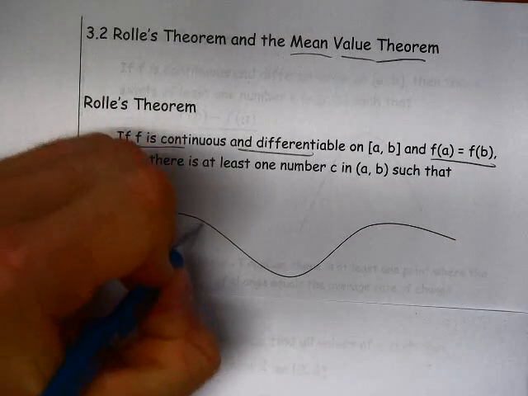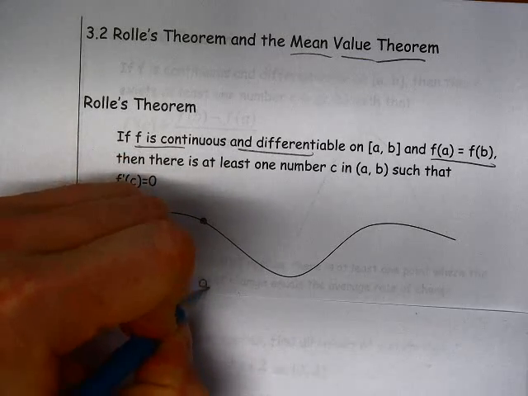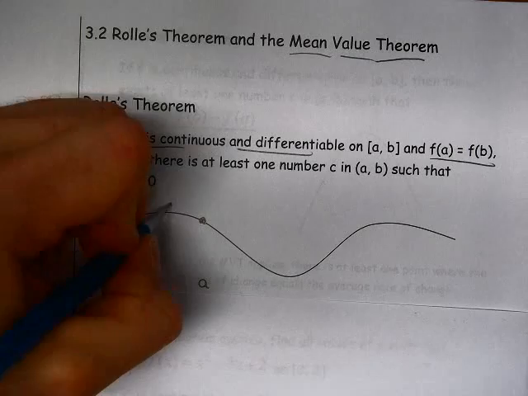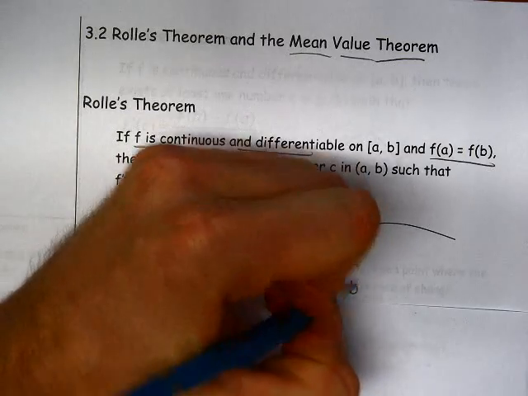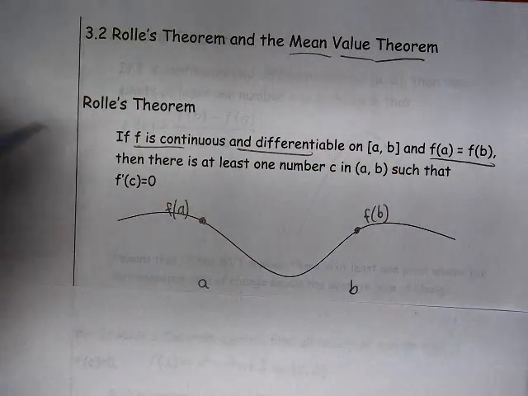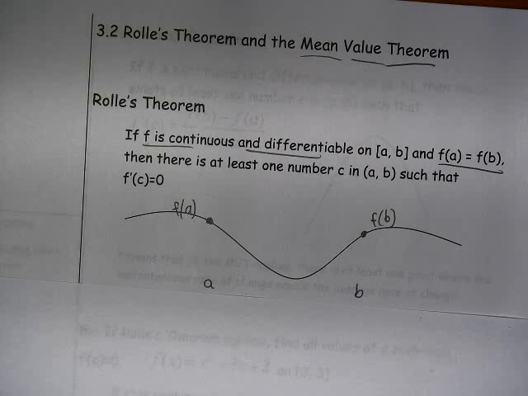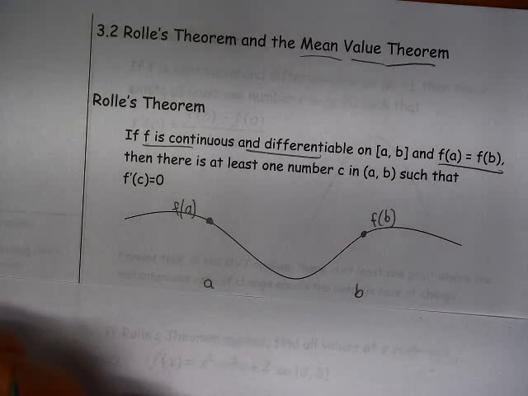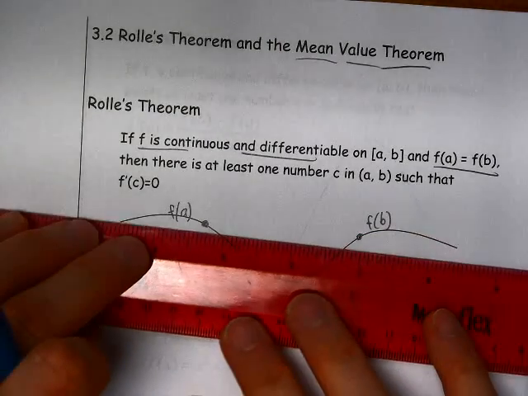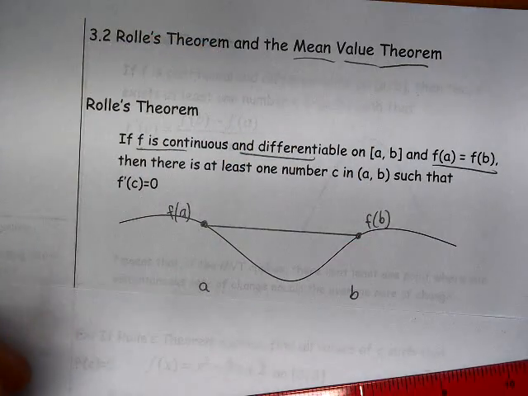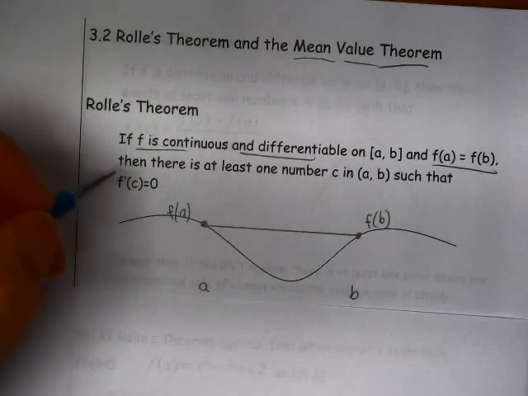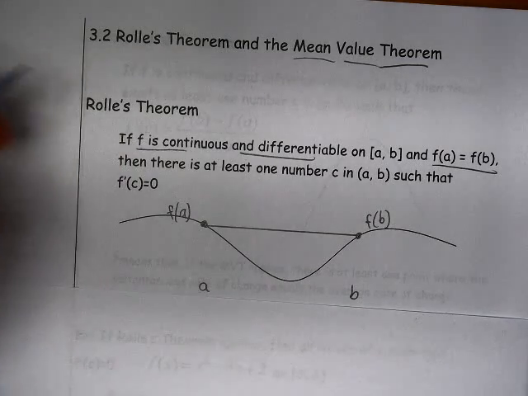So that means that if I choose an a value here, here's my f of a, and I have to have a b value that gives me a function value f of b that is at the same height, the same y value as f of a. All right, so these need to be at the same height.